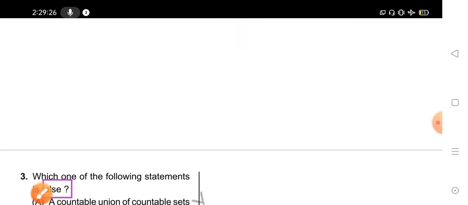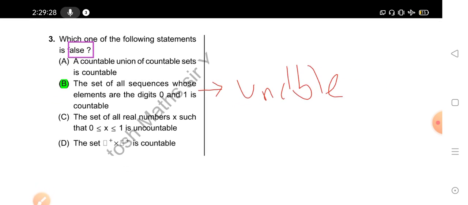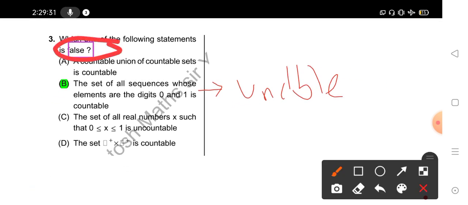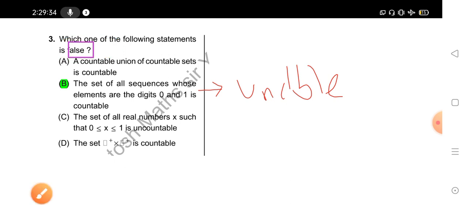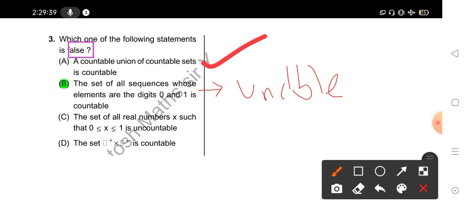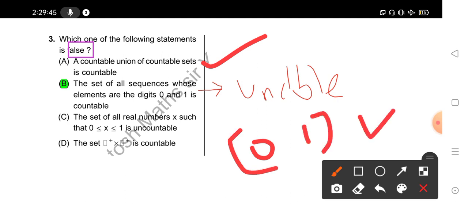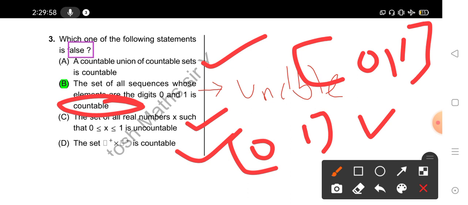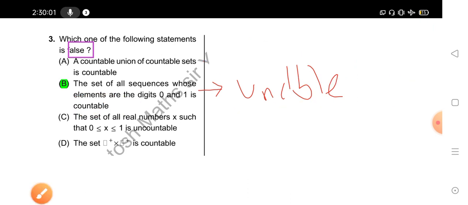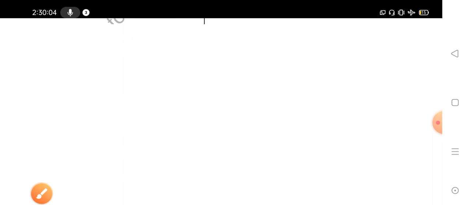Next question: which one of the following statements is false? Here a false statement is asked. A countable union of countable sets is countable. This is a correct statement. The set of all real numbers x such that 0 to 1 is uncountable. This is also correct. The set of all sequences whose elements are the digits 0 and 1 is countable. Here it is given as countable, but this is uncountable. So option B is wrong.